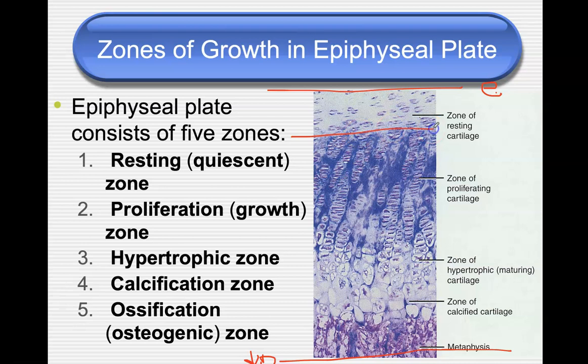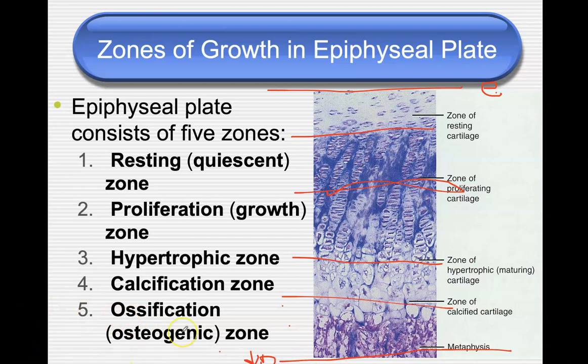Here would be what's called the resting zone or quiescent zone. This is going to be a zone of proliferating cartilage, or proliferation growth zone. And then you'll have the zone of hypertrophy, or hypertrophic zone of cartilage. And so we'll talk about what's happening here. And then we have the zone of calcified cartilage, and that's our calcification zone, and then our ossification or osteogenic zone.